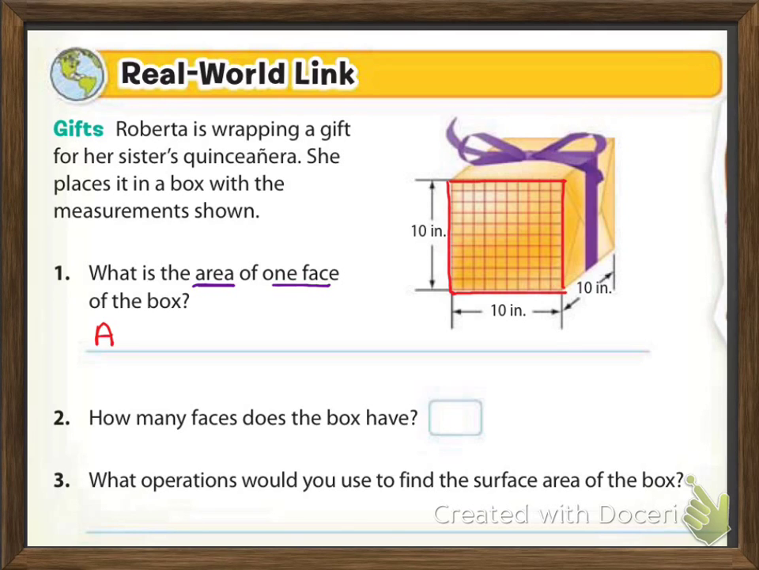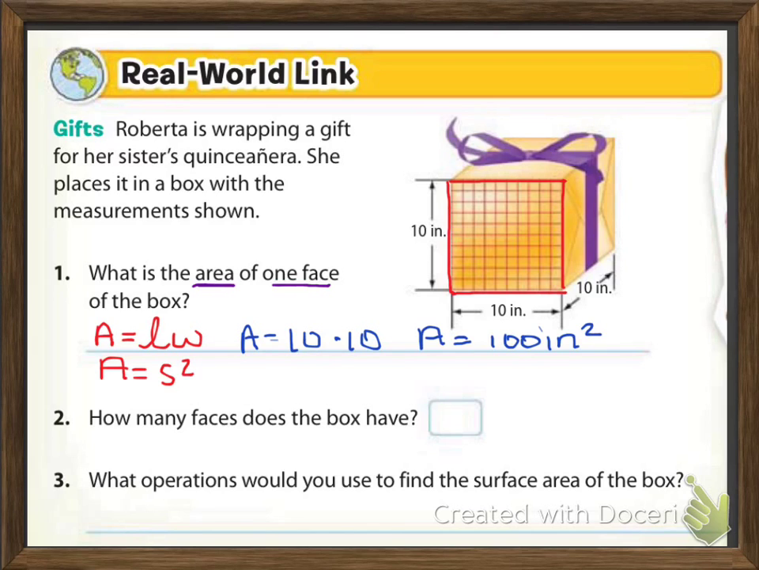So if the area is going to be equal to, you could use length times width, or you could use area as equal to side squared, because this is a cube, so that's why that works for that. So area is going to be equal to 10 times 10, which is then going to give you an area of 100 inches squared. Now I know we've been doing volume, so you want to switch back into area mode because it should be in square inches. And we get that from multiplying together this 10 times this 10.